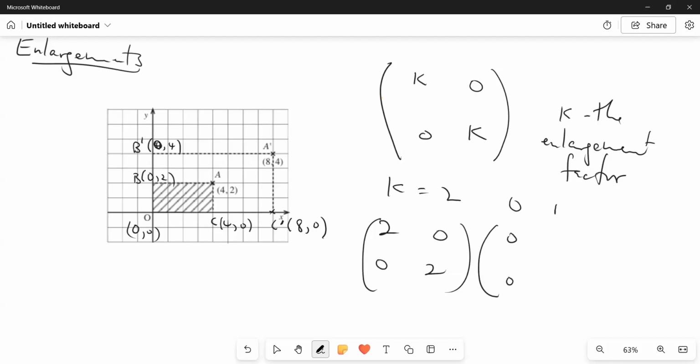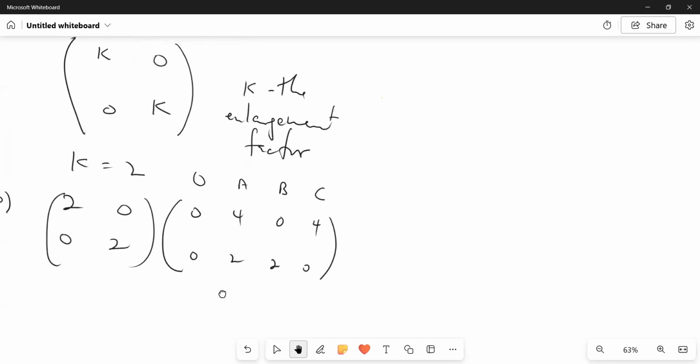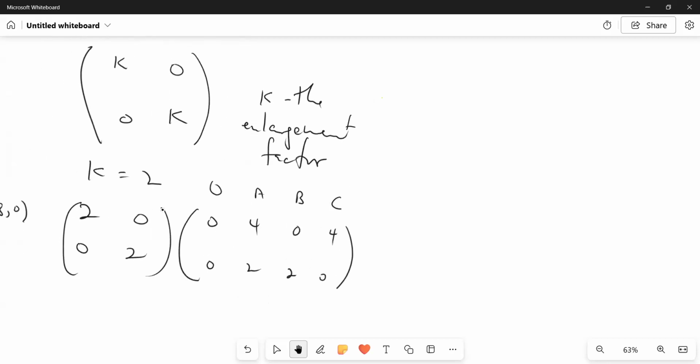Let me go with A. A is 4, 2. B is 0, 2. And C is 4, 0, right? So we're going to multiply that. See what happens. Basically what happens is you're simply multiplying each of these numbers by 2, right?